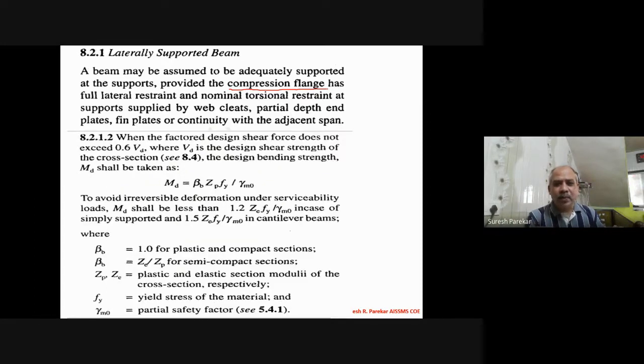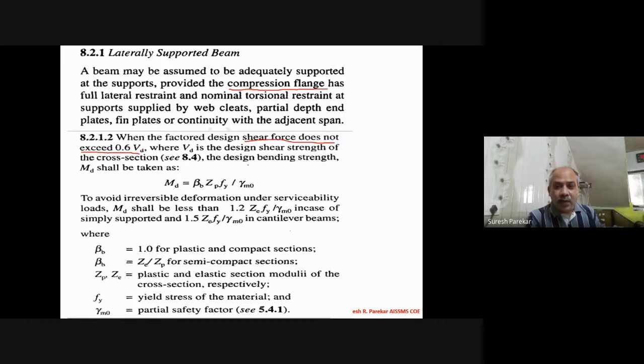Now 8.2.1.2 gives us the bending strength. You can see here we have two categories. One category is when the shear force does not exceed 0.6 VD, where VD is the design shear strength of the member cross section. The design bending strength MD will be beta B Zp Fy upon gamma M0.